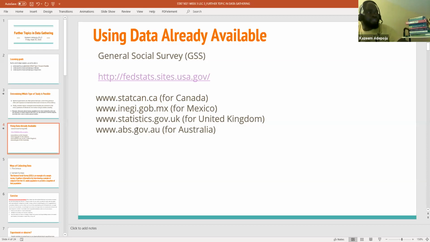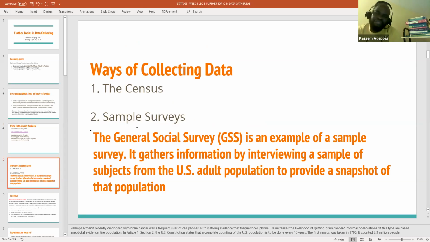Okay, the next thing I'm going to talk about now is the ways of collecting data. This is different from methods of collecting data. I remember in the last lecture on Monday, I gave you some methods of collecting data. Let me remind you of what we did: the interview method, the observation method, and the like. But what I want to talk about right now is just ways of collecting data. Number one is what we call census, and number two is what we call sample surveys. What do you mean by census?